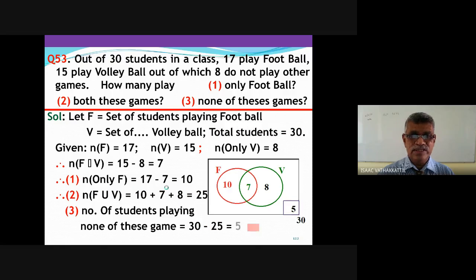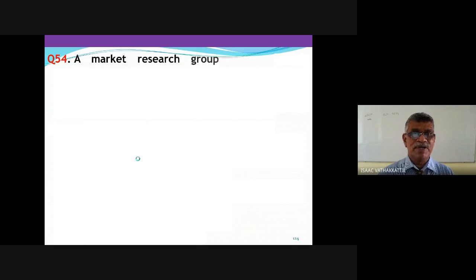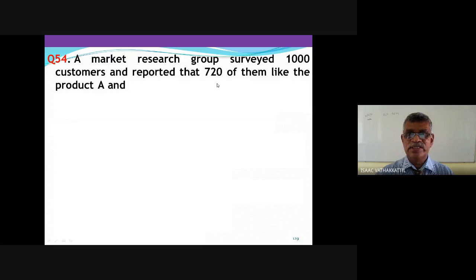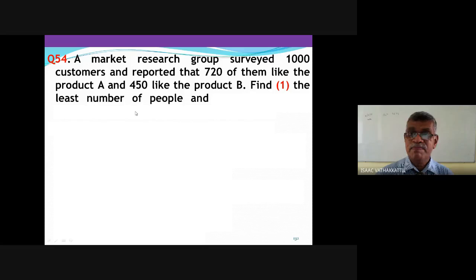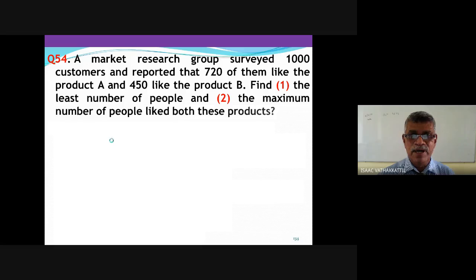Okay. I think things are getting very clear. You will have no difficulty. Can I make one more? A market research group surveyed 1,000 customers and reported that 720 of them like product A and 450 like product B. Find the least number of people and the maximum number of people who liked both these products. Both these means intersection. Both always means intersection.